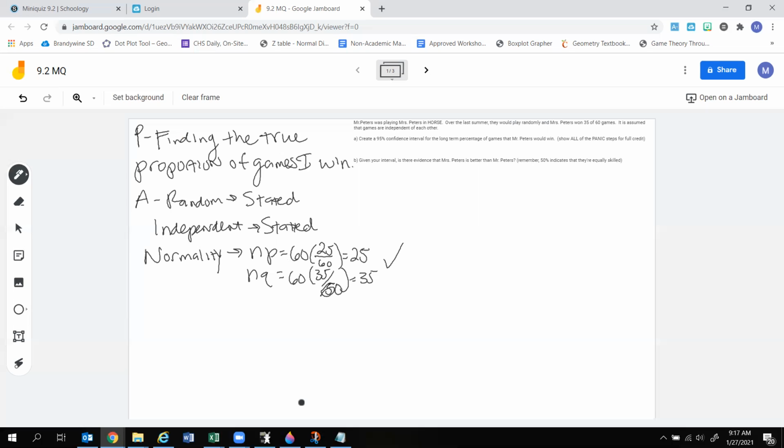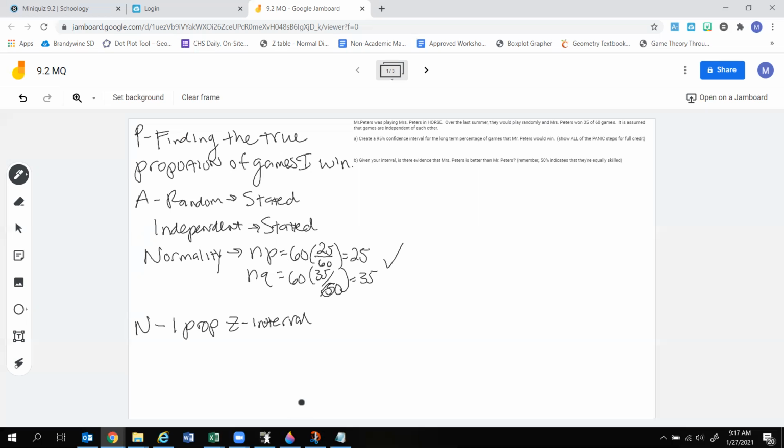All right, N, we're going to name the test. This is going to be a 1-prop z interval. Okay, PANIC. All right, now we're going to actually compute.